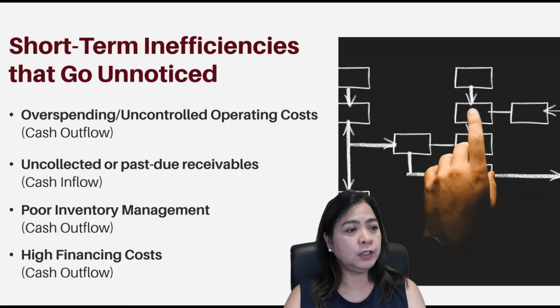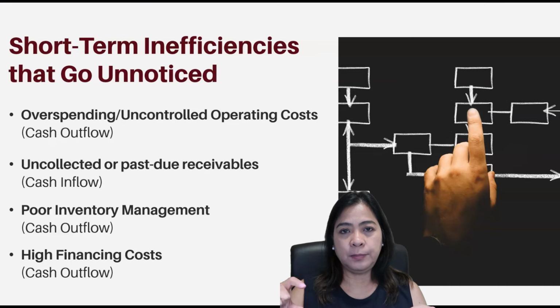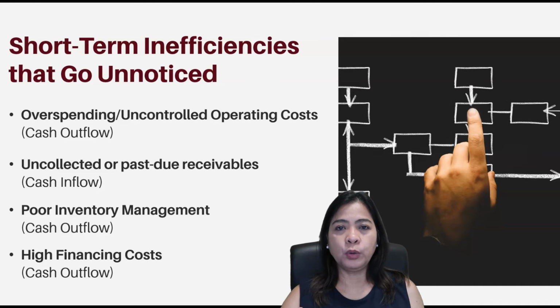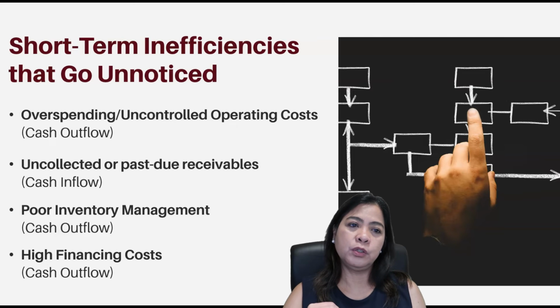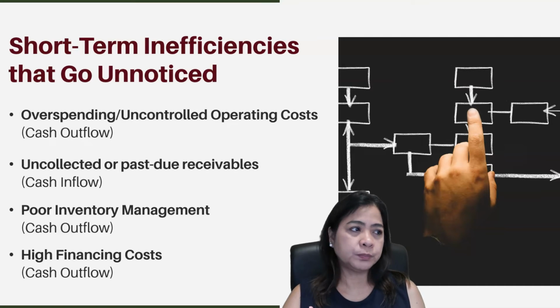So overspending or uncontrolled operating costs. That's something that you need to look at on a monthly basis. And a tool that you can use is, if you run a P&L, like a monthly P&L, you would see the trend there in terms of the different cost and expense categories, and that would trigger you to look into which expenses or costs you are spending the most on, and is there a way you can reduce those costs.